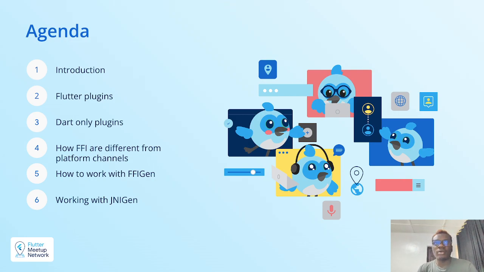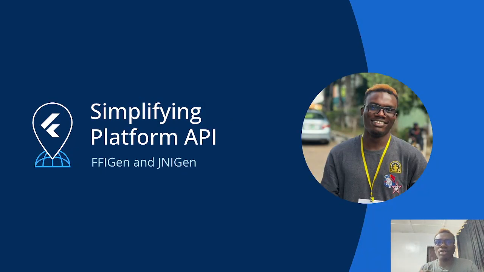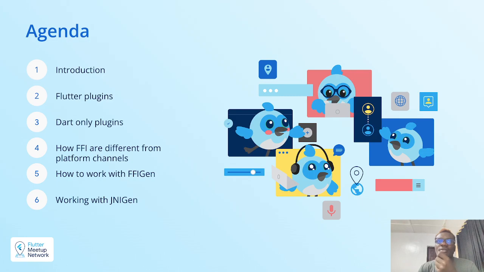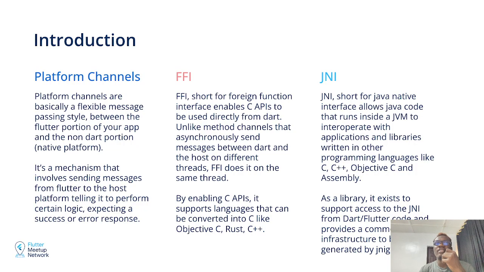So, first principles. This talk is not to compel you to always use FFIGen or JNIGen for your plugins, right? It's just showing you another method by which you can complete platform-specific APIs in a simple way. So, without further ado, let's dive in.